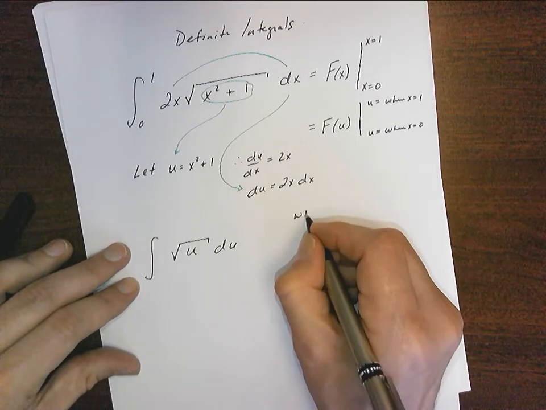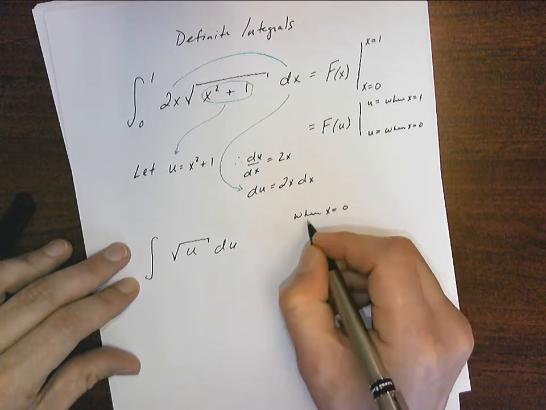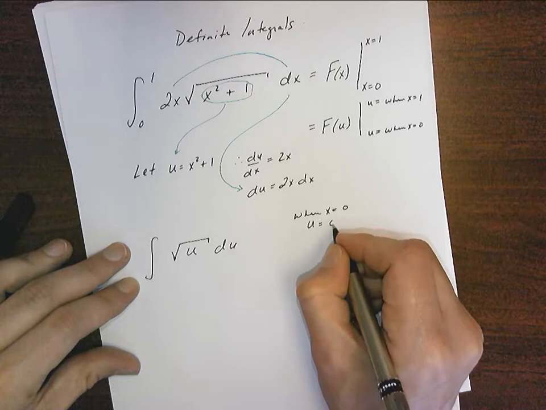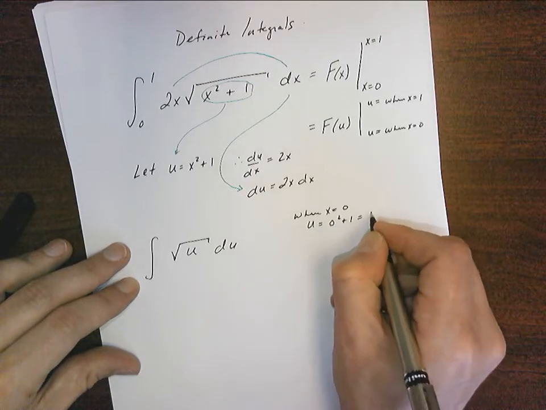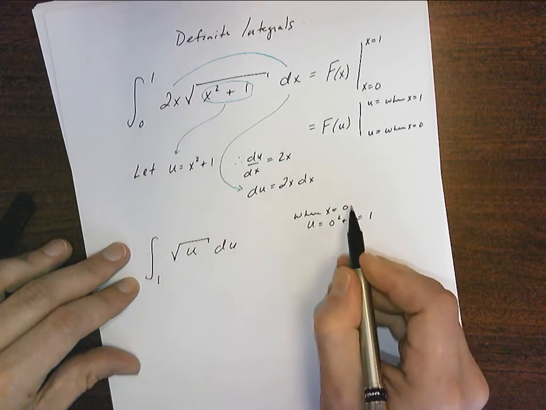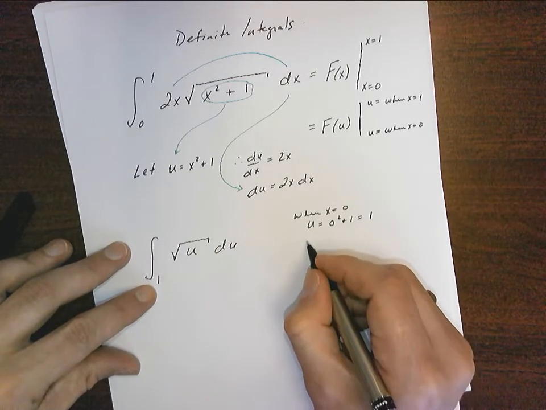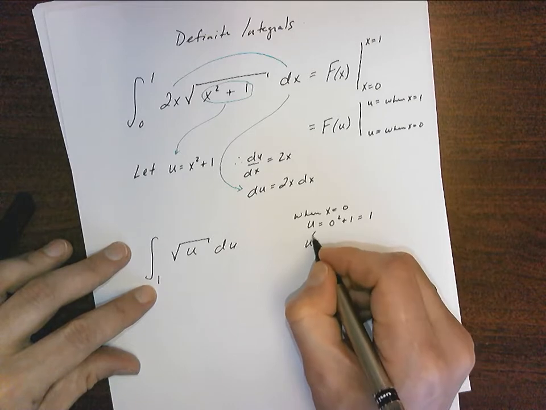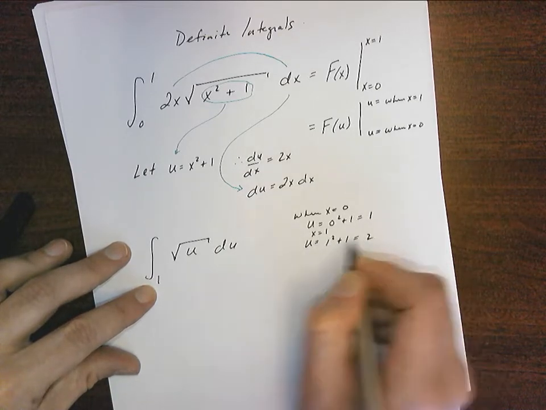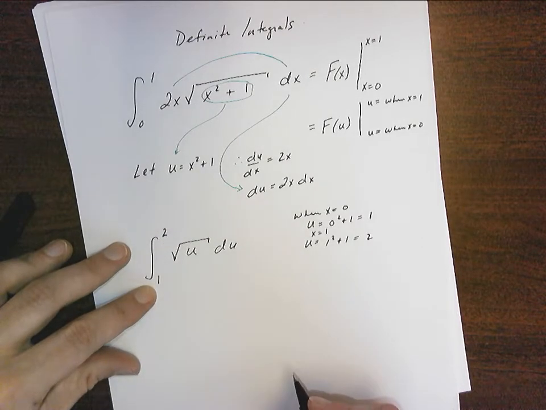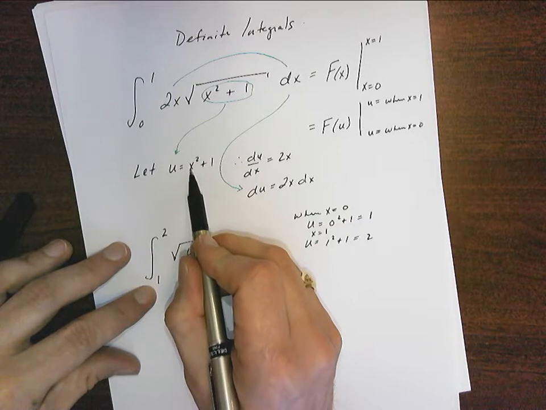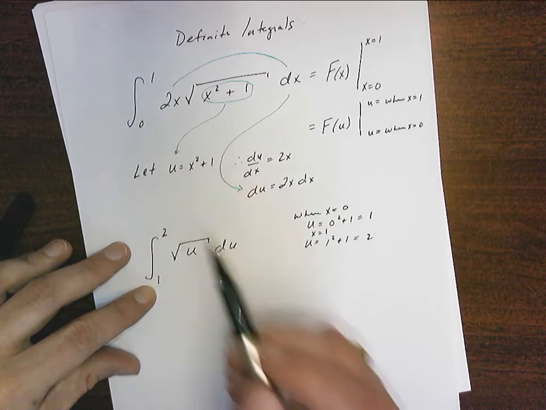When x equals 0, u equals 0 squared plus 1, which is 1. So instead of being a 0, when x equals 0, u equals 1. And the other one is when x equals 1, u equals 1 squared plus 1, which is 2. So it's going to be when u equals 2, because when x equals 1, you put in 1 here, square it, you get 1, and this will be 2.